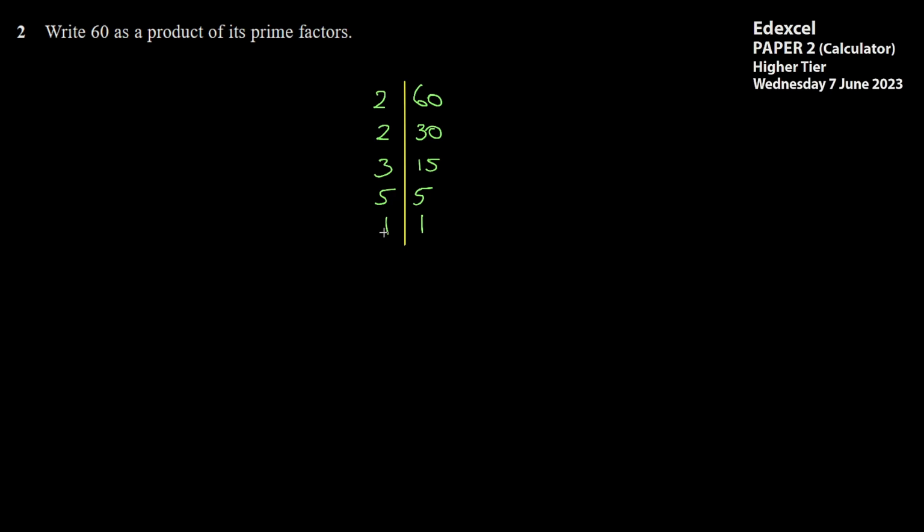So this column here, if I multiply the results together, is the answer. I can say that 60 is equal to 2 times 2 times 3 times 5. And that's the answer.